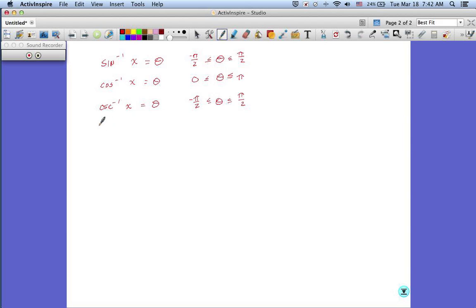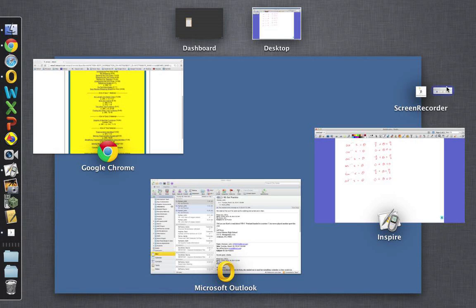The secant inverse has the same restrictions as cosine since it's built off of the cosine graph. Tangent, sine over cosine, right? Tangent inverse has the same restrictions as its numerator, which would be sine, negative pi over 2 to pi over 2. And cotangent inverse follows its numerator, which is cosine, so we go 0 to pi here.